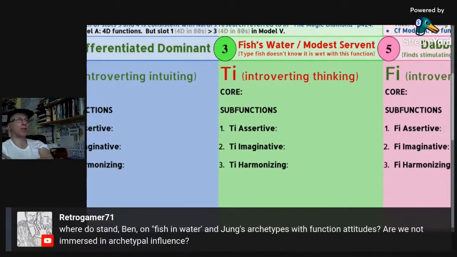Right, this is a good question from Alex. Where do you stand, Ben, on fish in water, well, fish is water, and Jung's archetype with function attitudes? Are we not immersed in archetypal influence? Yes, it can be cash for questions.